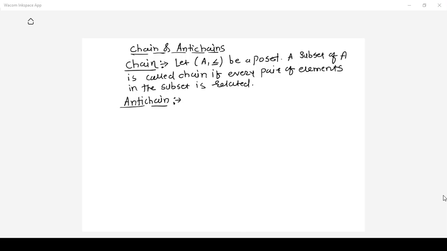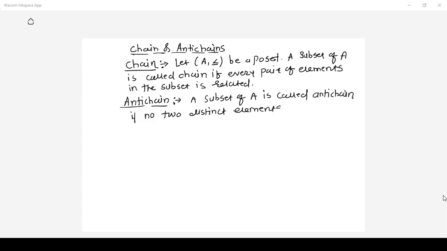So anti-chain: a subset of A is called an antichain if no two distinct elements in the subset are related.